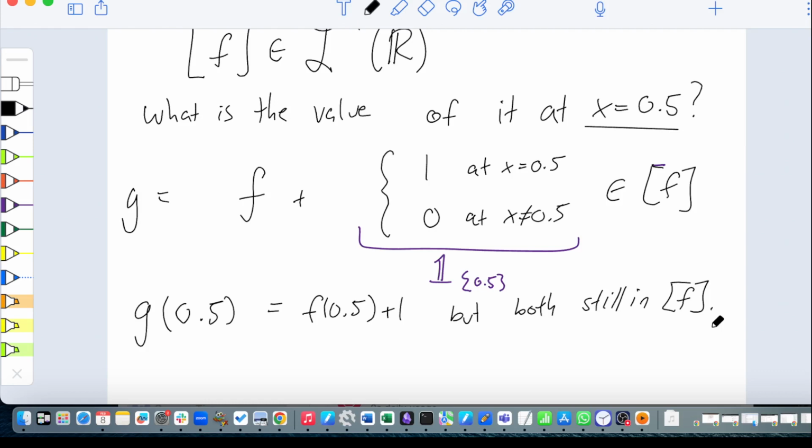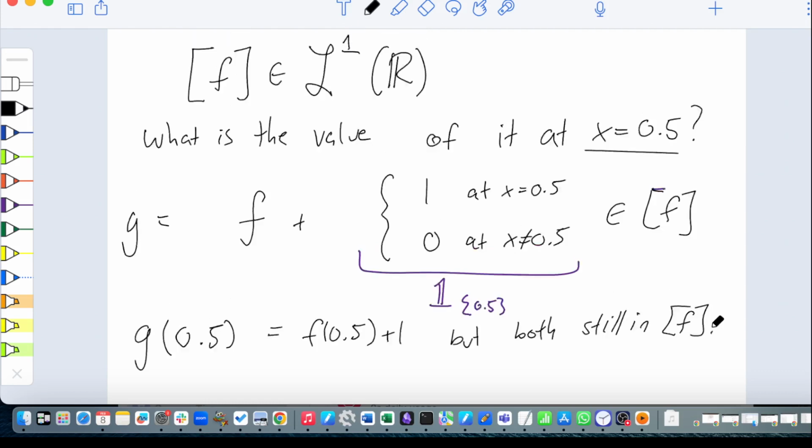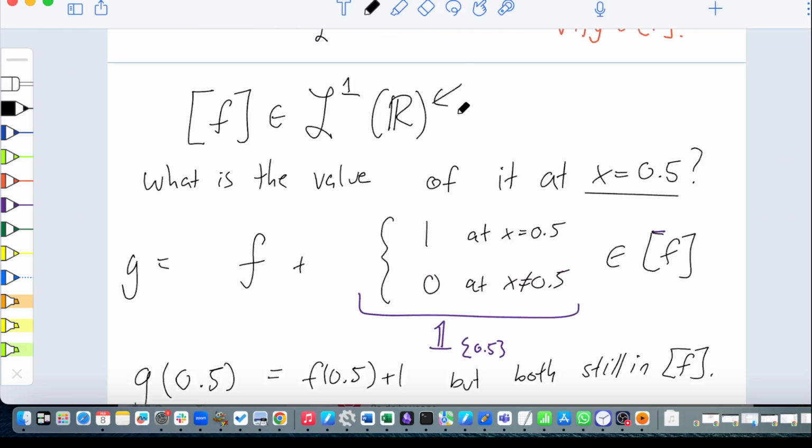So it's actually a little bit trippy if you think about it. It's like, what the hell is this thing anyway? There are so many functions in there. There are so many null functions that you could add on. You can change the value at many points, but just not a lot of points.